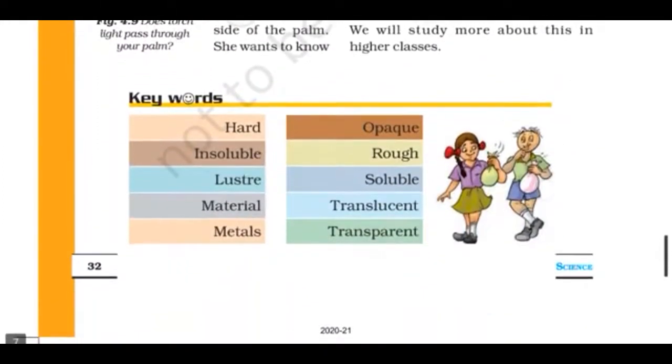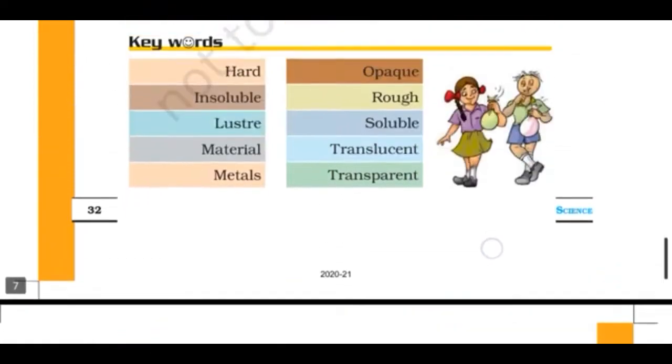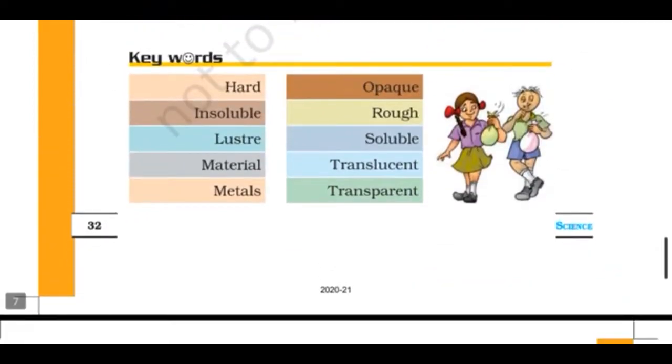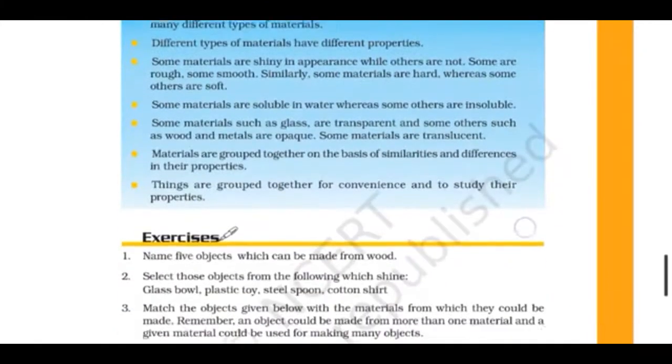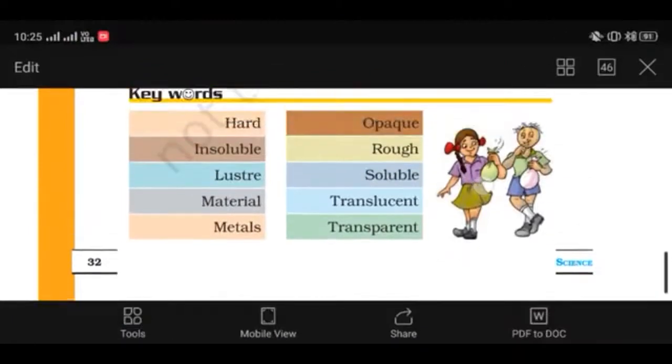So that's all about today's class. I'd like to explain to you these properties: hardness, insoluble, lustre, materials, types of metals, opaque, rough, soluble, transparent, translucent. These are the properties of materials. You want to take them into consideration, along with other keywords in it. Okay. So that's all about today's class. In our next class, I'm going to explain the next unit, like this, covering the things present in your book. So why am I giving this explanation even after completing the unit? I want to recall the thing.